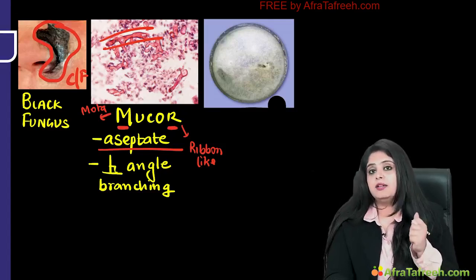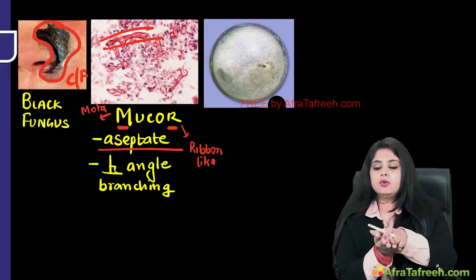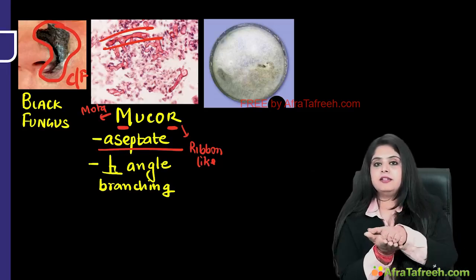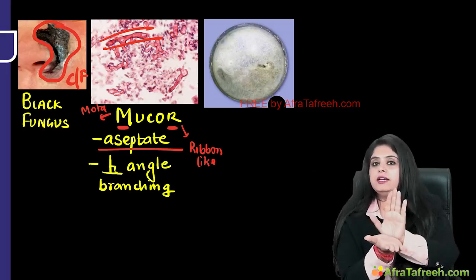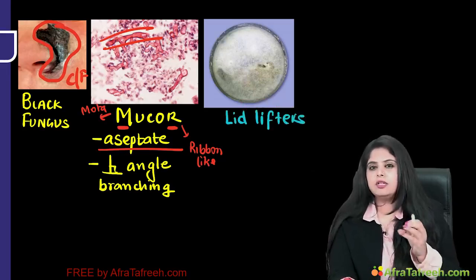When it is mota like a ribbon, it will not fit in my culture plate. Whenever I try to grow it, it will lift the lid. So if this is my culture plate, this is the plate and this is the lid. As soon as it grows, the lid will start lifting up. So can I call them lid lifters? Can you see this cottony growth?